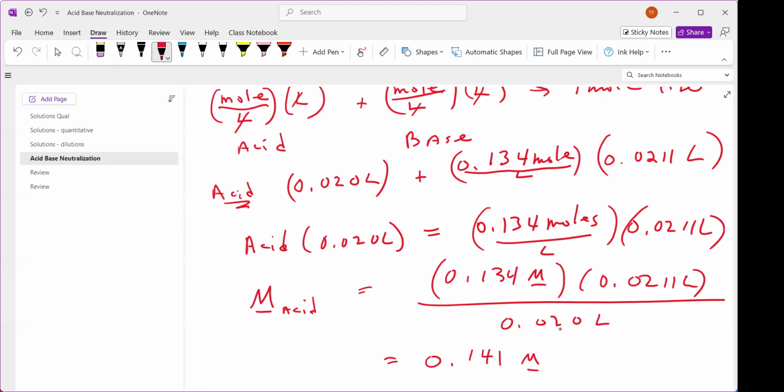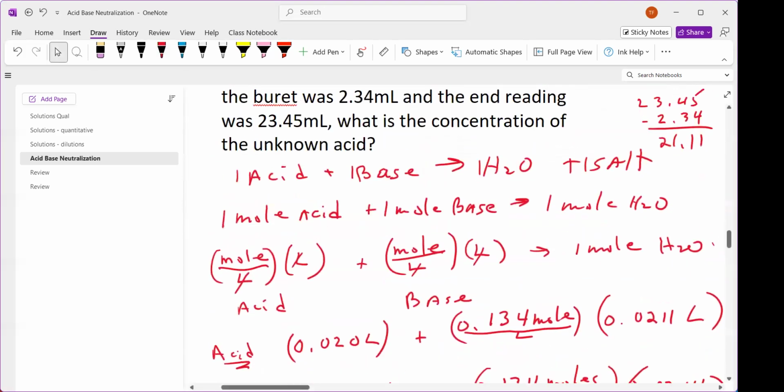At neutralization, they're equal. Okay, if you go back up, right here, we have 1 mole of acid plus 1 mole of base equals 1 mole of water. So it's 1-to-1 only at neutralization though. Otherwise you're going to have excess acid or excess base left over. It's got to be 1-to-1.